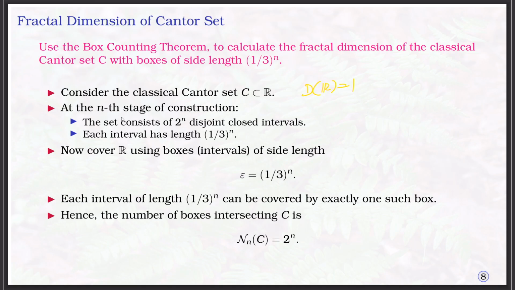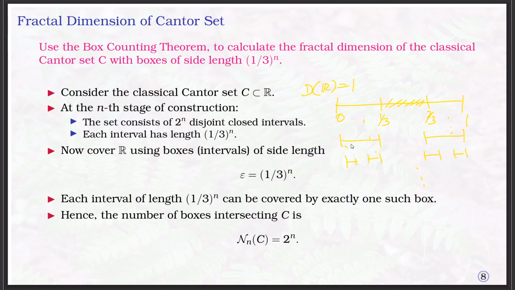At the nth stage in the construction of the Cantor set, it has 2 power n disjoint closed intervals, each of length 1 by 3 power n. How? Let me quickly explain. From 0 to 1, we divide into 3 equal parts and remove the middle open interval, and so on. Then this one is after the first iteration. If you remove again, the second iteration looks like this, and so on it will go.